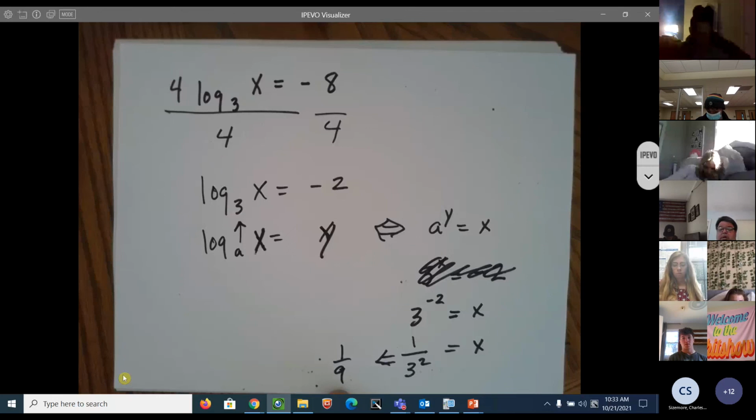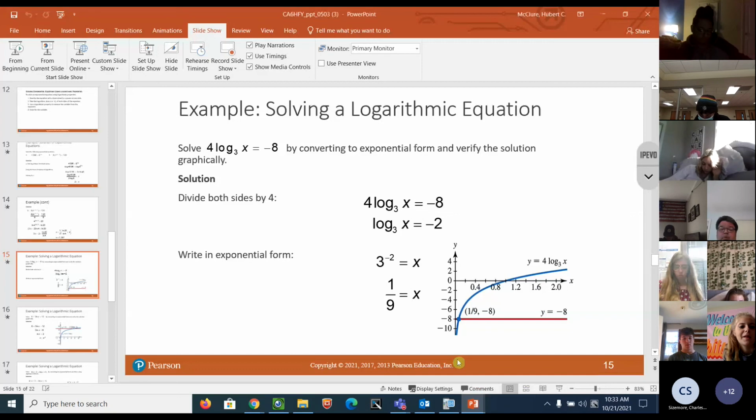And x is equal to 1/9. That is a vertical line. The slope is undefined. And that should be what they said. x is equal to 1/9.